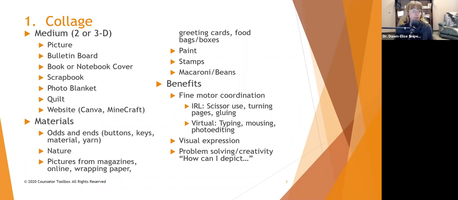Obviously, you can get pictures from magazines, but you can also print them out from online. You can print coloring pictures out from online and then cut them out. You can get pictures from wrapping paper, old greeting cards, or even food bags and boxes. Think about all the cute kitties. We have cats at our house, and cat food bags usually have really cute kitties on them. There are a lot of different places. If you look, you could upcycle these images for collages.